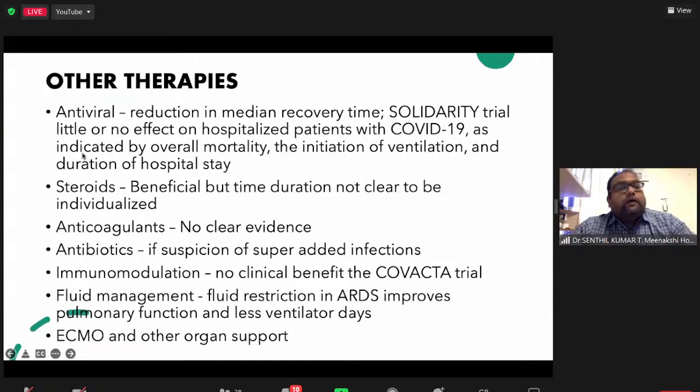Here, antiviral therapy initially showed a reduction in median recovery time, but recent trials show that there is very little or no effect in hospitalized patients, as indicated by no difference in overall mortality, initiation of ventilation, or duration of hospital stay. Steroids are beneficial, but when to start the steroid and how long it should be continued is not clear. The evidence is not clear, but it has to be individualized according to the patient.